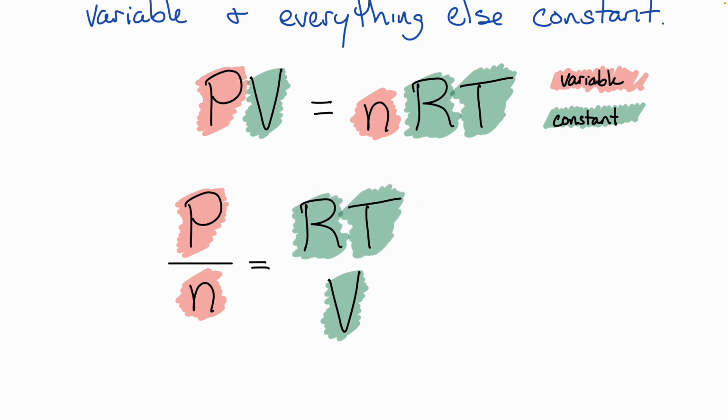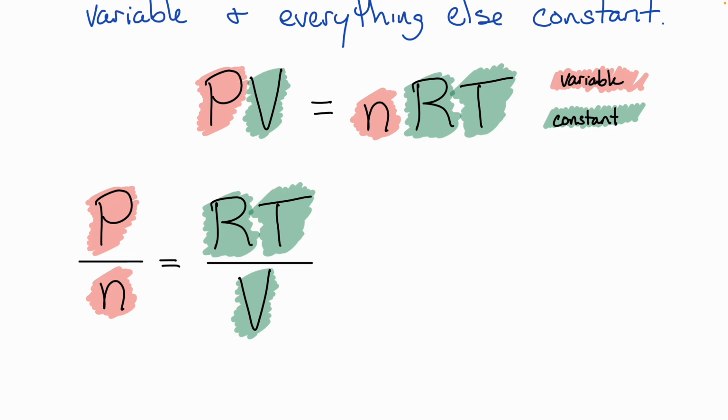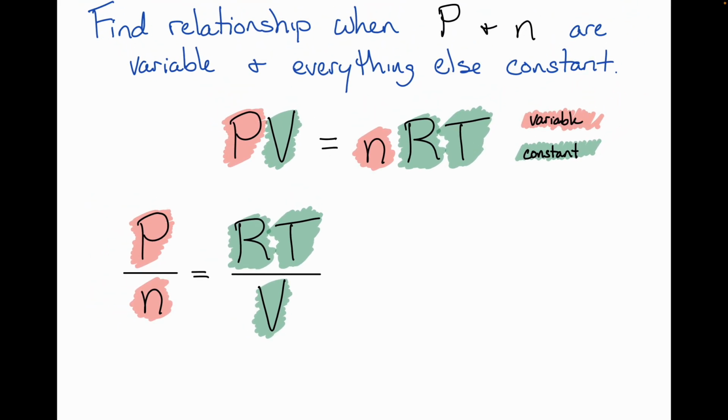All right, so I'm going to use some algebra to rearrange this equation here. Got everything that I identified as variable on one side and everything that's constant on the other side here. Right, so now even if I vary my pressure and my number of moles, as long as everything else is held constant, pressure divided by number of moles will be constant as well. So if we put that into our before and after relationship, that would be the same thing as saying P1 divided by N1 equals P2 divided by N2. Okay?